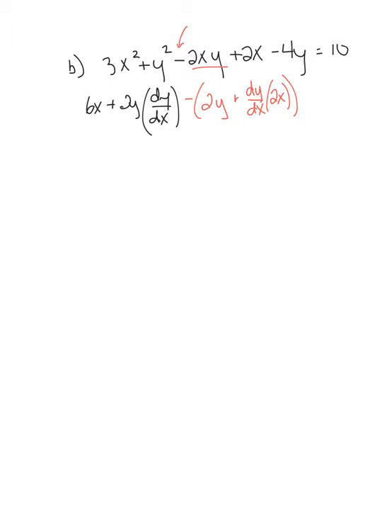Now, if you wanted to do this a little bit differently, you could. I assumed that this was my first function and that this was my second. There are multiple ways to do this. Plus the derivative of 2x, which is just 2, minus the derivative of 4y, which is 4 dy by dx. And I'm running out of room here, but the derivative of 10 is just 0 since it's a constant.